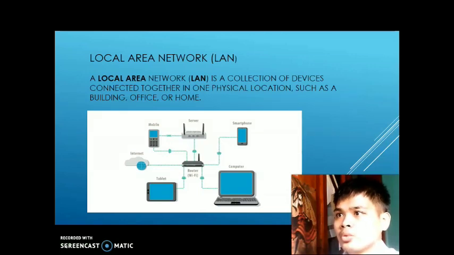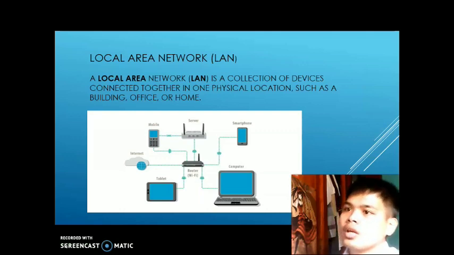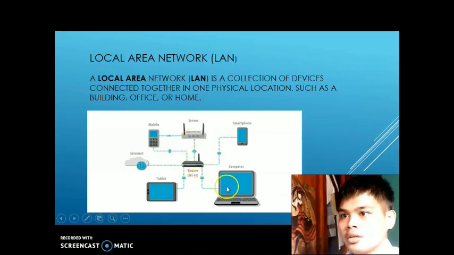Local area network. A local area network, or LAN, is a collection of devices connected together in one physical location, such as a building, office, or home. And this is an example of LAN. The LAN is the cable that is attached at the back of the router. It can be used on a laptop, different from Wi-Fi. For computers, what is often used is the LAN cable.